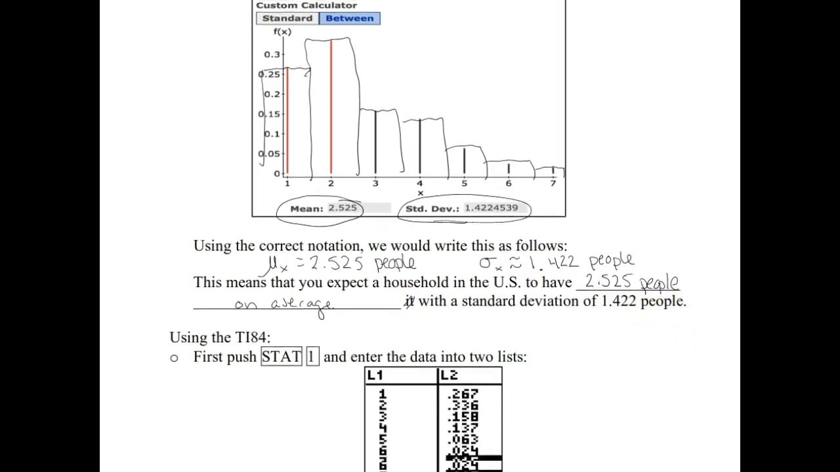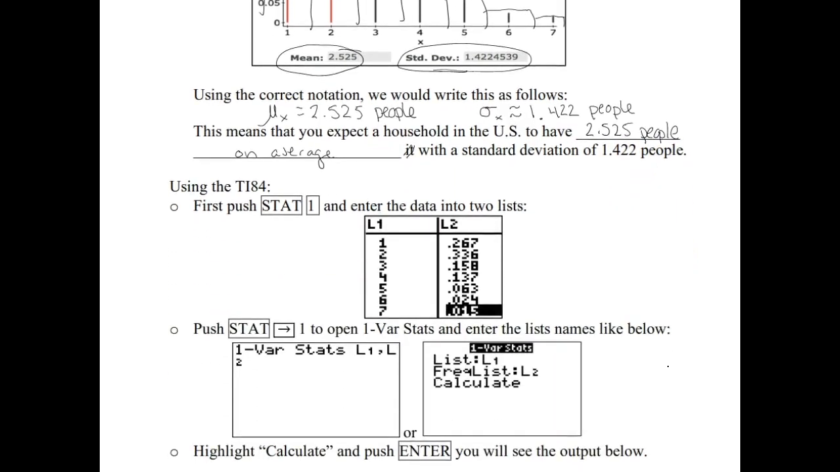Now, if we were to use the calculator, because again, that's what you'll have available for all of the exams and for the departmental final, we would push stat 1 to get into the lists. Again, we put the values of x here in list 1, their corresponding probabilities in L2. Okay, and again, it's very important that an x and its corresponding probabilities stay across from each other. So like if you forgot one of the probabilities, you can't just throw it in at the bottom of the list. Then we push stat 1 to open one variable stats.